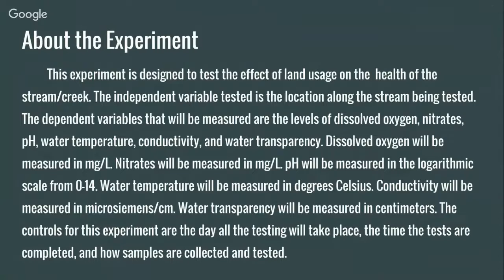pH will be measured according to the logarithmic scale from 0 to 14. Water temperature will be measured in degrees Celsius. Conductivity will be measured in microsiemens per centimeter, and water transparency will be measured in centimeters. The controls for this experiment are the day all the testing will take place, the time the tests are collected, and how the samples are collected and tested.